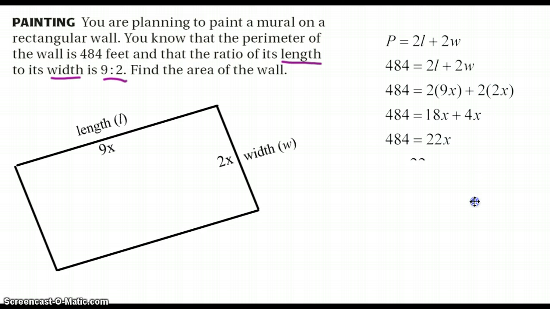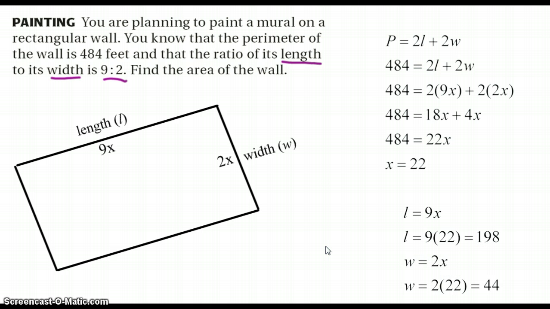I solve my equation and I get x is 22. Now, you're not close to being done on this problem. A lot of the time the problem will just ask for what's the length and what's the width. So if length is 9x, therefore length's 9 times 22, so the length of this rectangle is 198. The width of this rectangle is 2x, 2 times 22 is 44. So that's our length and width. And sometimes the problem stops there, so that's all you would need to do.